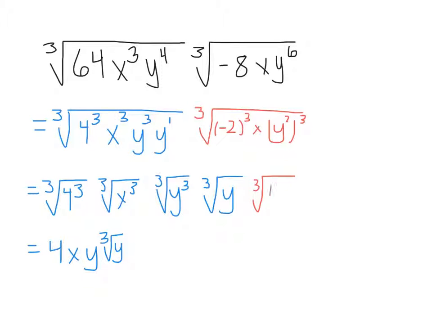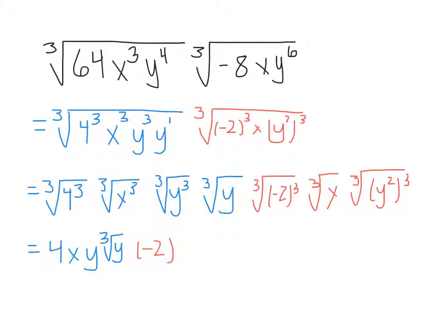So we have the cube root of -2 cubed, and we've got the cube root of x, and the cube root of y squared cubed. Okay, now again, the cube root is going to undo the cubing. So the cube root of -2 cubed is just a -2. Cube root of x, well, that doesn't have any cubing to undo, so that stays the cube root of x. And then cube root of y squared cubed, that just leaves us with y squared.